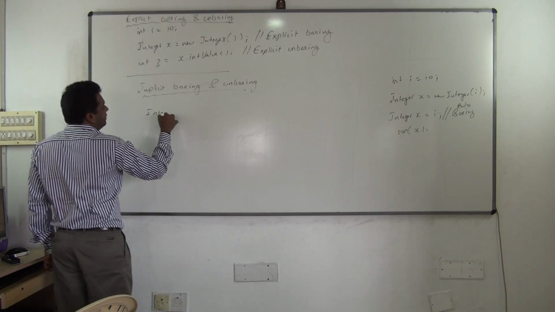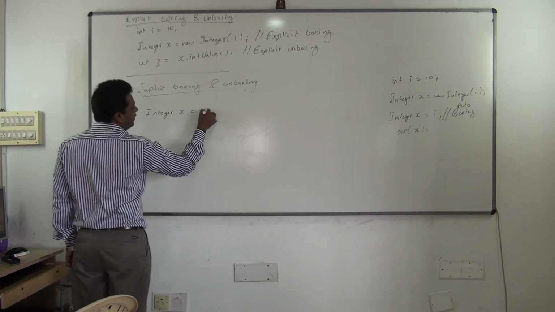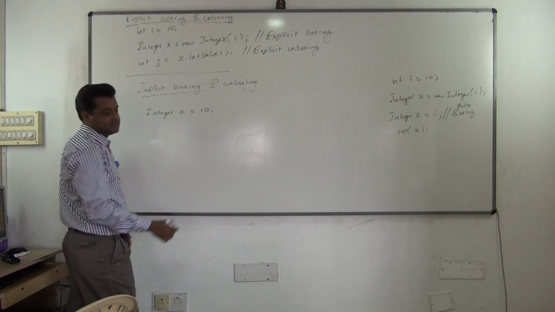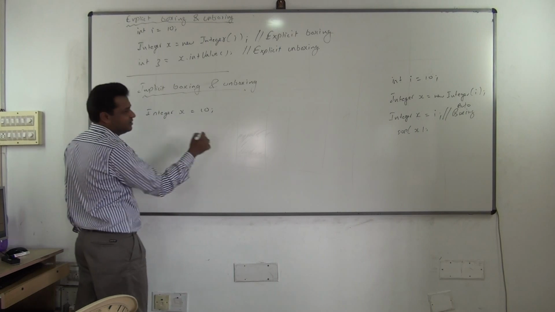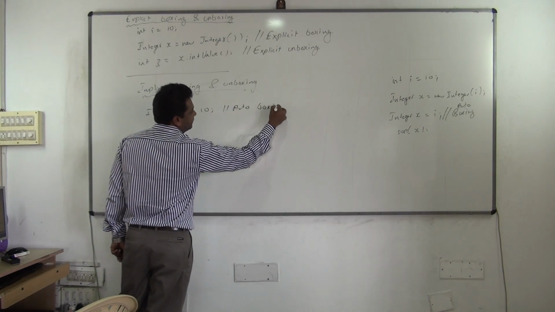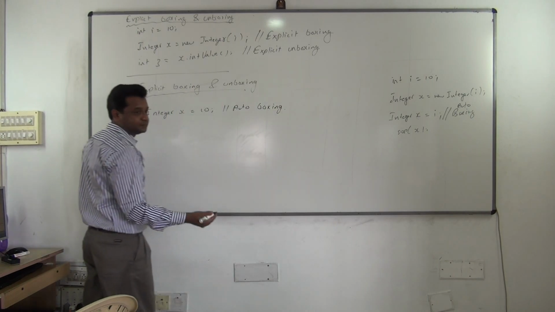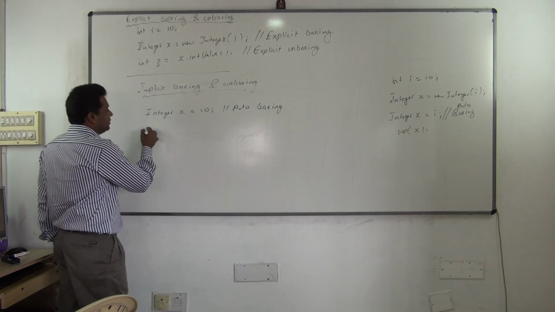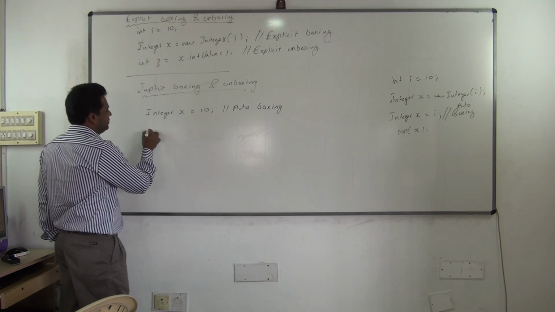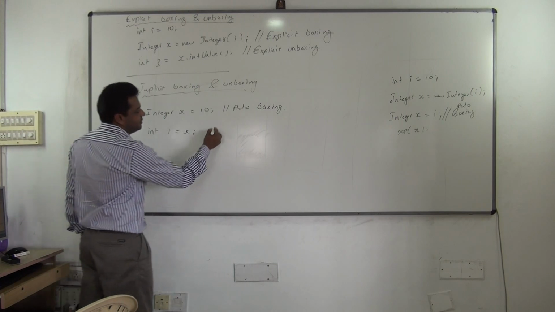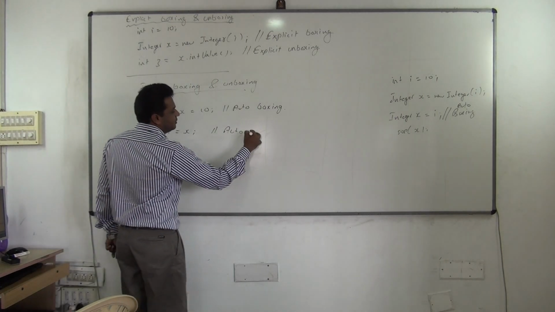See, Integer x is equal to 10. Directly I am giving the 10 value to x. Or you can store it in a variable first, that's your wish. But this is autoboxing or implicit boxing. Okay. Auto means implicit. Then next, which one? int i is equal to x. So this is auto unboxing.